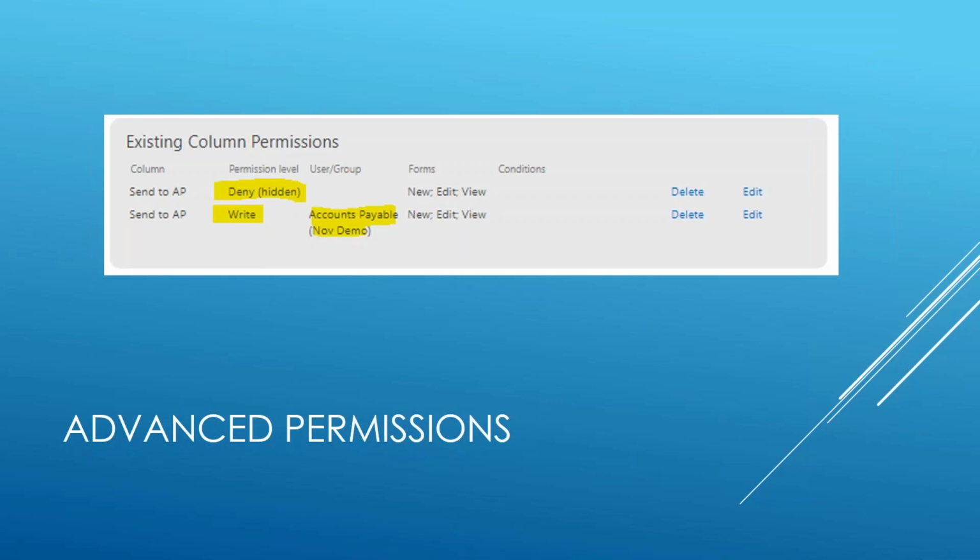Luckily for us, with Infowise Advanced Column Permissions, we can stipulate that unless you are a member of the Accounts Payable group, the Send to AP checkbox defaults to yes and automatically routes it for approval.